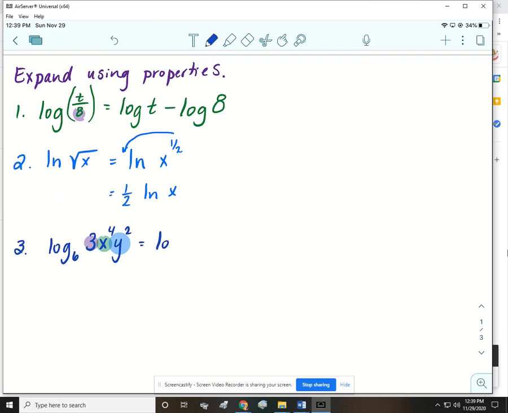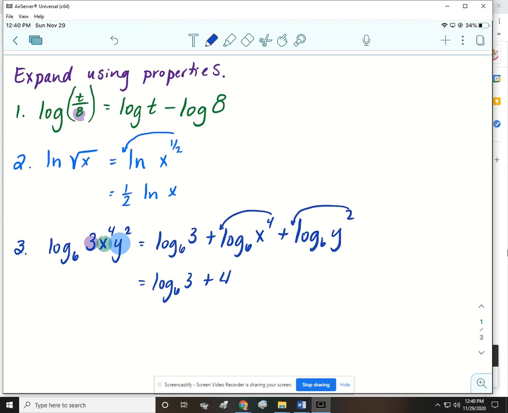So we'll have log base 6 of 3 plus log base 6 of x to the 4th plus log base 6 of y to the 2nd. So they each get their own logarithm. All right, and we're not quite finished because when we're expanding, we don't leave these exponents as exponents, we pull them down. And they come down just in front of their specific logarithm. So then it would be 4 log base 6 of x, and then plus 2 log base 6 of y.